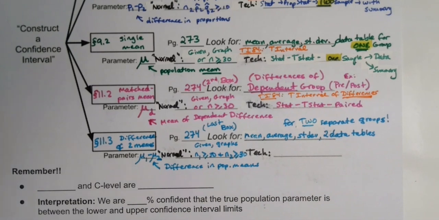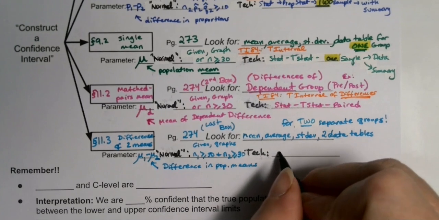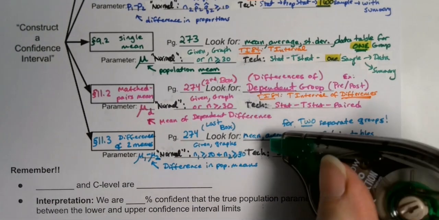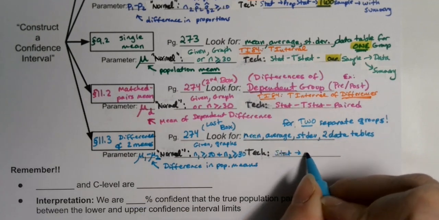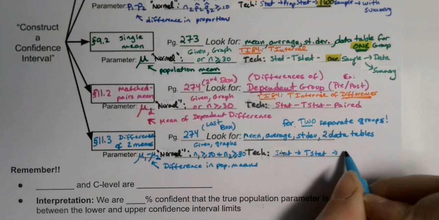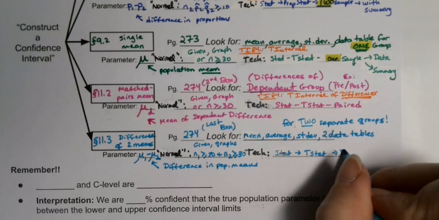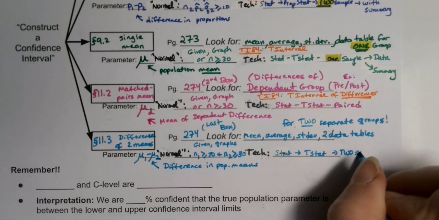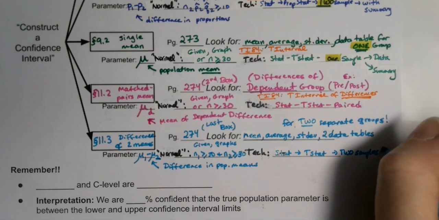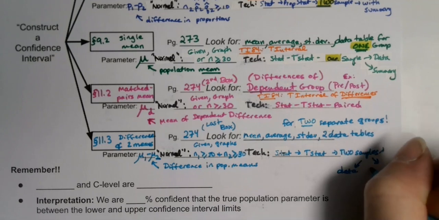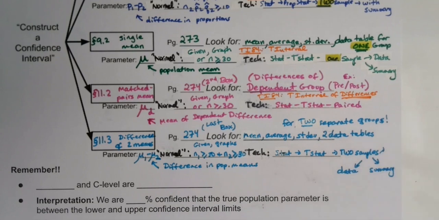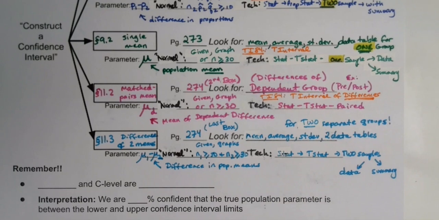For technology, that would be stat. So stat, and this is the one I showed earlier, stat, t-stat, it'd be two samples, right? So two samples. And then you're going to have to choose data or summary. It just depends on what you're doing. Right? If they give you two separate data tables, then you can do the data option. If they give you a big paragraph with everything written out, then you'd have to do summary. It just depends on what they're giving you. So that's stat.